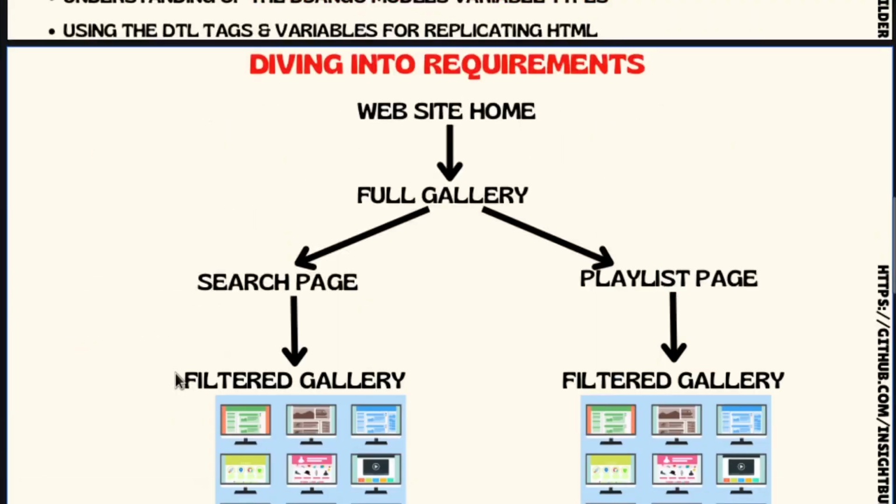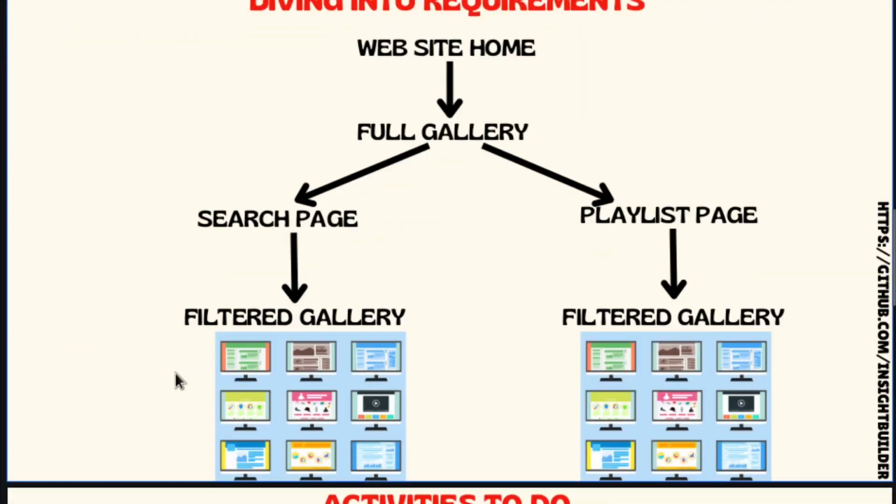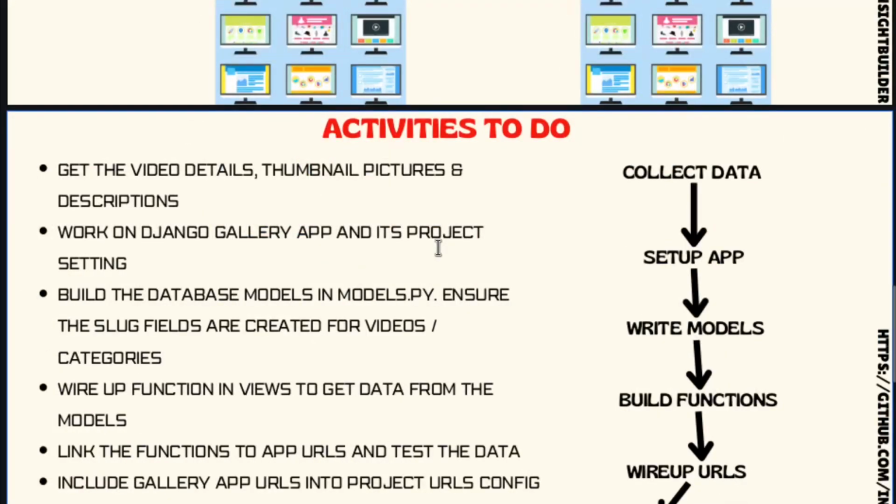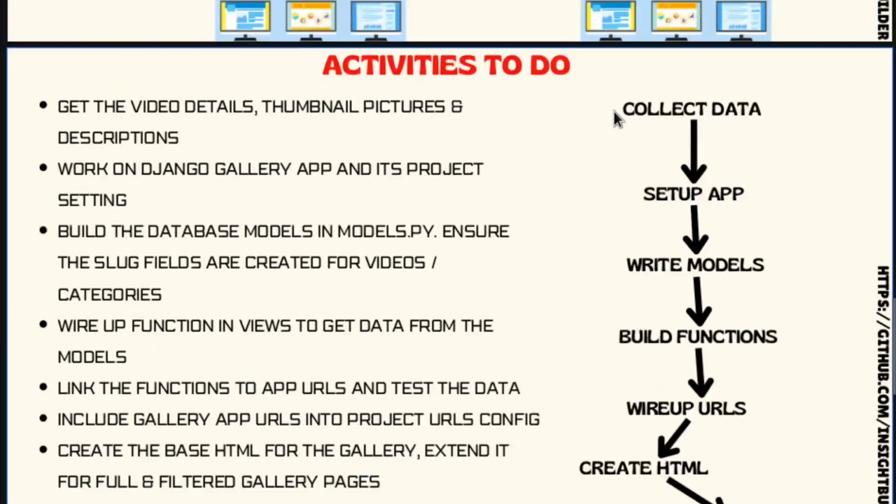We were discussing the website process, what navigation steps the user will take, and then what steps we need to do in order to create the website. So in the last video, we had collected the data, and in this discussion, we are going to set up the app and we are going to write the models. Let's dive into the CLI directly.